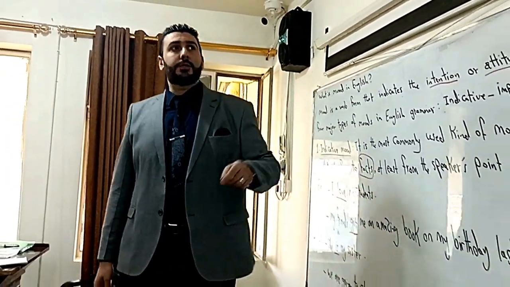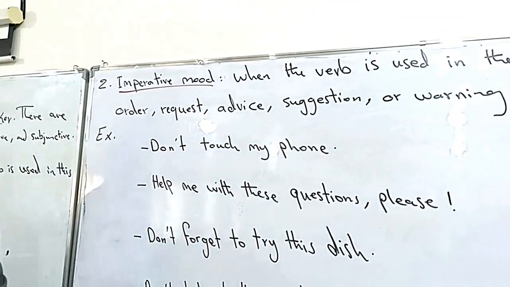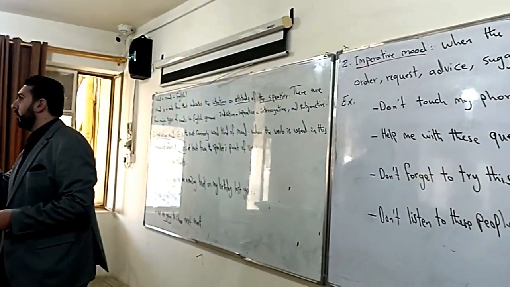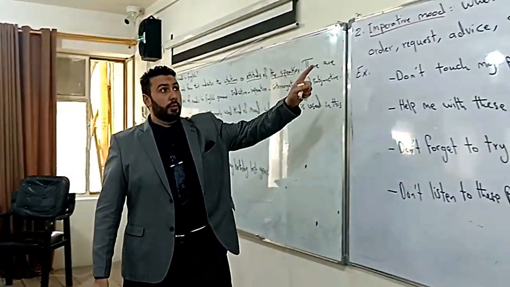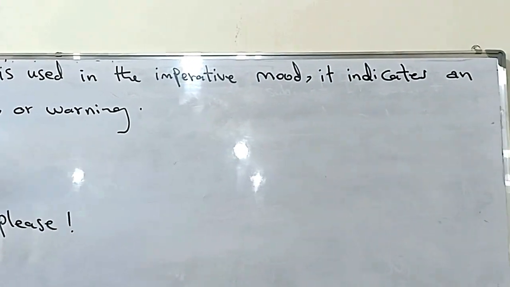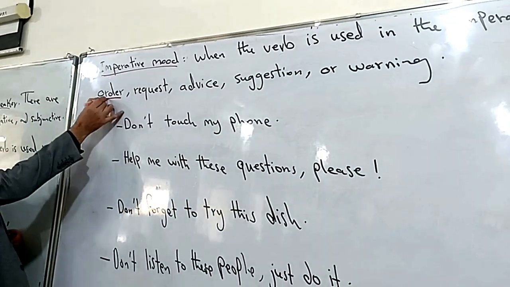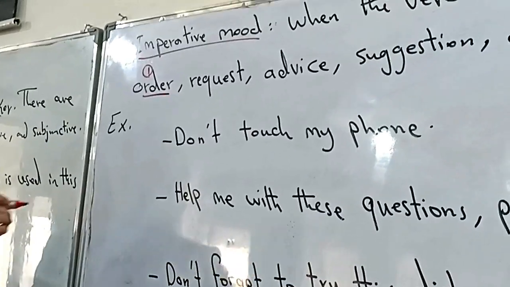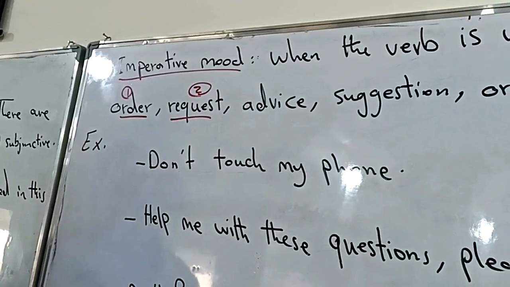Okay. Now let's shift to the second kind of mood. It is the imperative mood. From its name, imperative, you give orders. You give a command to somebody to do something. So when the verb is used in the imperative mood, it indicates an order, or it is used to give a request, when you ask for something.